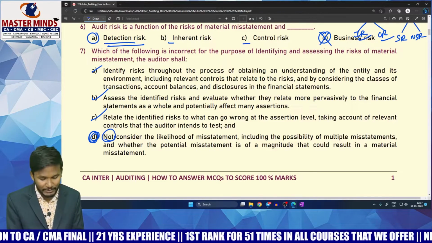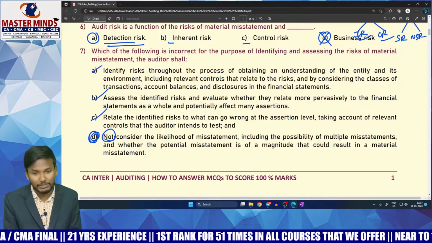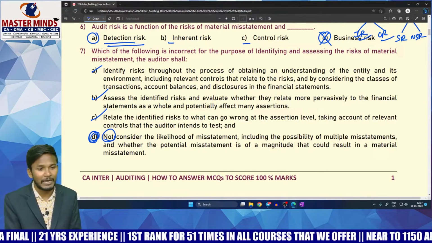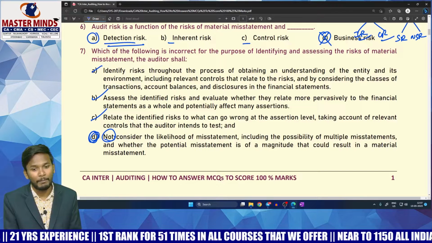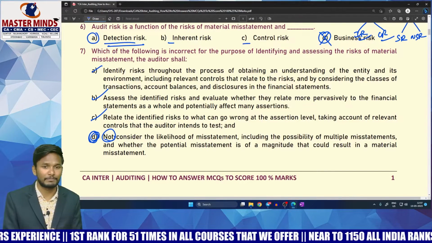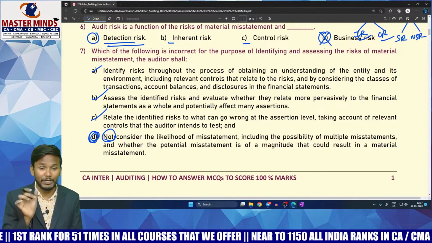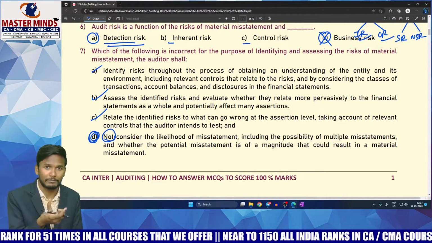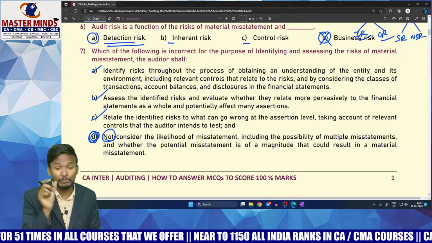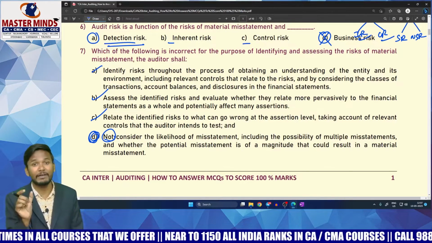Not consider the likelihood of misstatement, including the possibility of multiple misstatements, and whether the potential misstatement is of a magnitude that could result in material misstatement. The entire statement is absolutely correct. I am not denying the fact, but what is the extra word added here? Not. So like that, you have to stress more, you have to be more concentrated while reading a question.